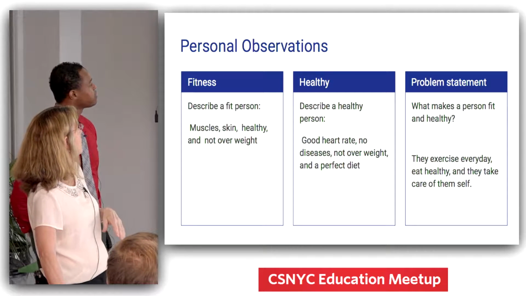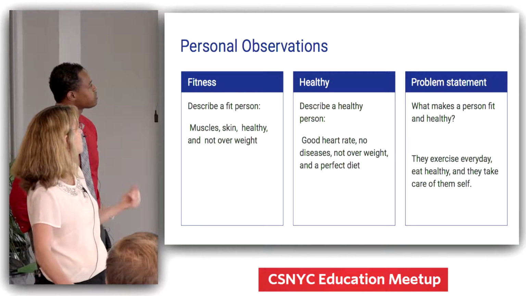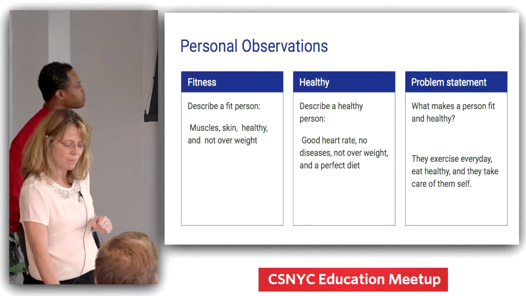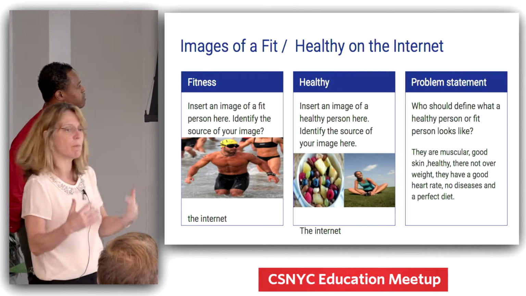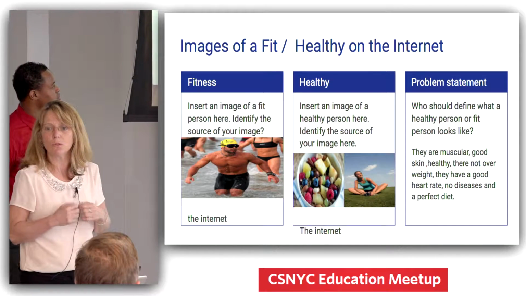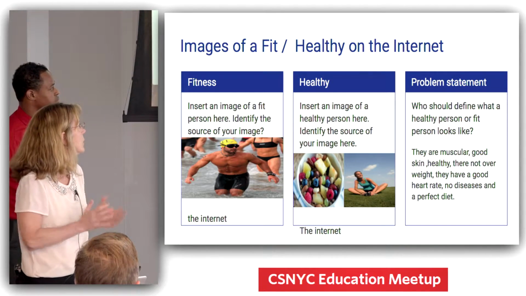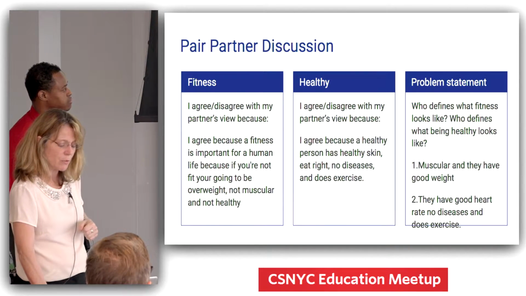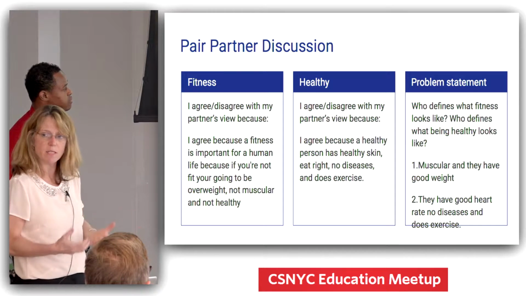So when they describe a fit person, this person's saying that somebody who has muscles, has a good heart rate, not overweight, someone who exercises every day. And this is their perspective. Some of the images always represented muscular people or healthy fruits and vegetables for what it means to be healthy. So again, this was just for me to get a sense of what they were thinking.